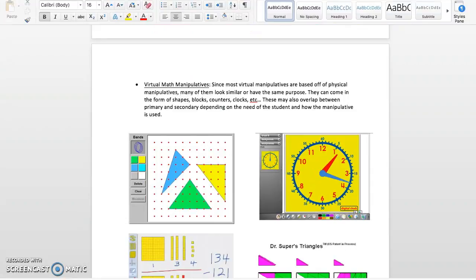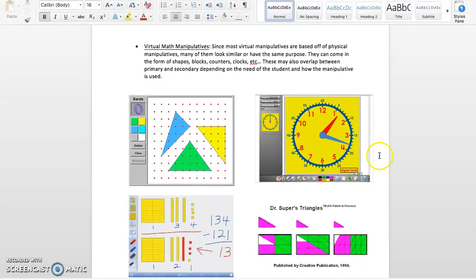Virtual math manipulatives look like these right here, and there's many more than this. Most of them are based off the physical, as we discussed earlier. As you can see in this clock one right here, it's very similar to the physical clock manipulative. It just has a couple more options on the bottom to where it can be customized. And they can come in many different shapes and forms, but you can only access them through technology such as an iPad or a computer.